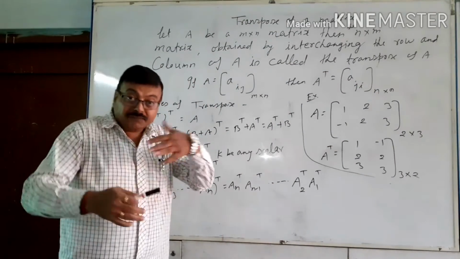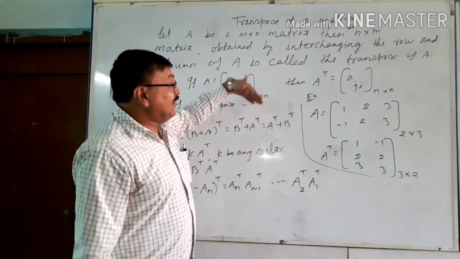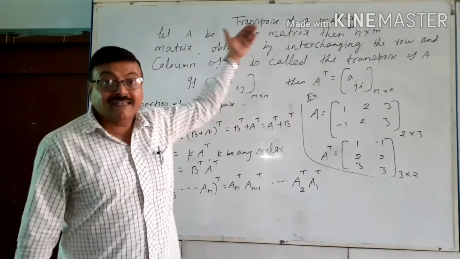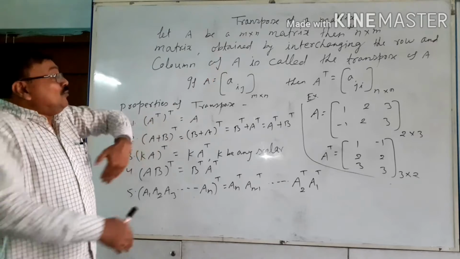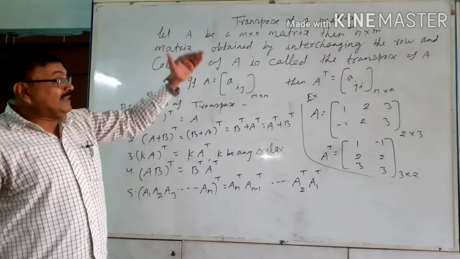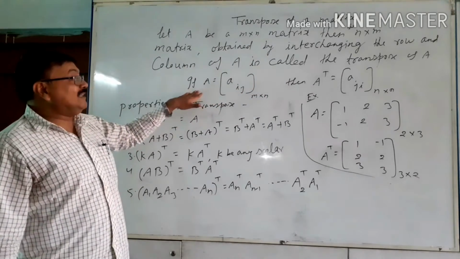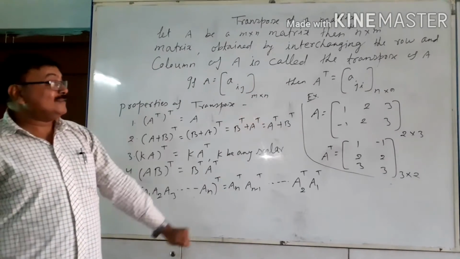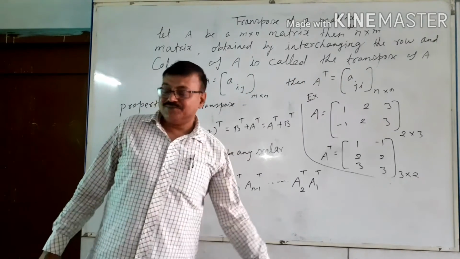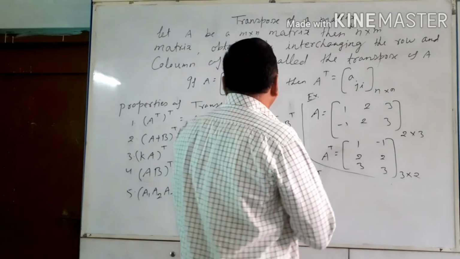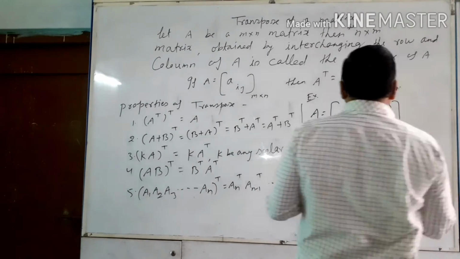Now the same thing defined in words. The process is defined in words as the transpose of a matrix. If A is a matrix of order M by N, then the N by M matrix obtained by interchanging the rows and columns of A is called the transpose of A. In general, A equals Aij, an M by N matrix. Then the transpose will be A transpose equal to Aji, an N by M matrix.